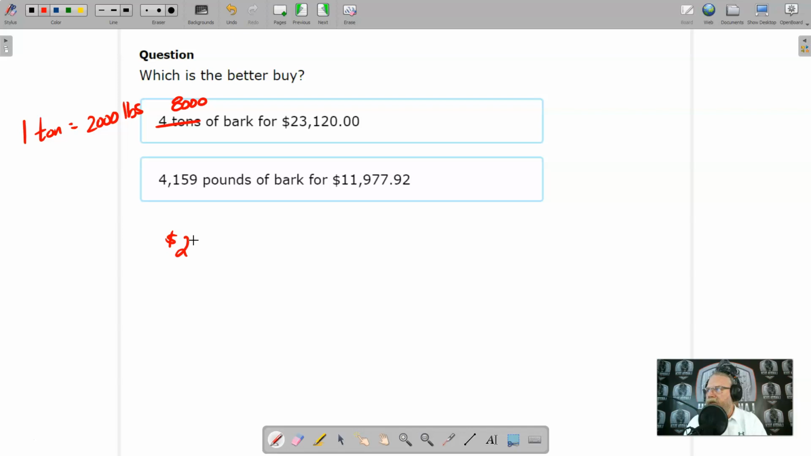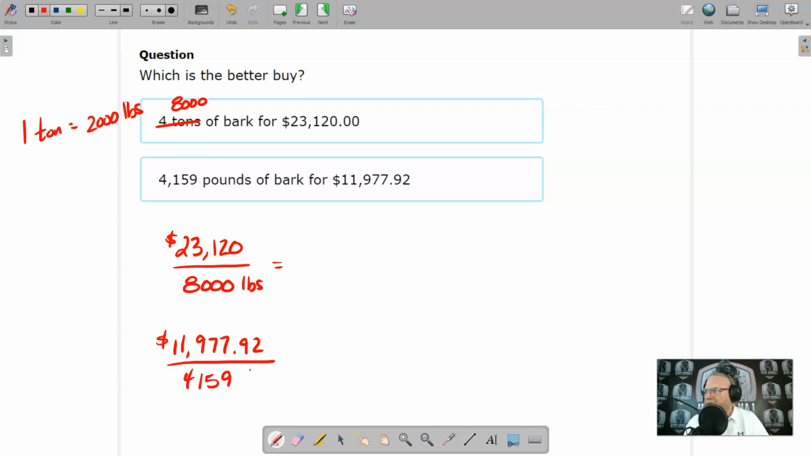So let's take $23,120 for 8,000 pounds, LBS. And the other one is going to be $11,977.92, and that is for 4,159 pounds. So $23,120, going to divide that by 8,000. 8 and 3 zeros. It's going to give me $2.89. $2.89, and that is per pound, LBS.